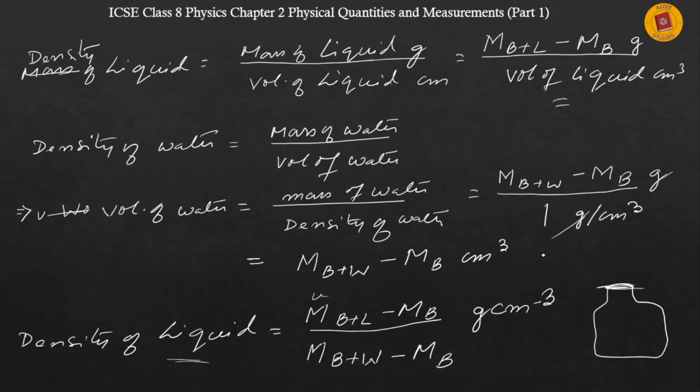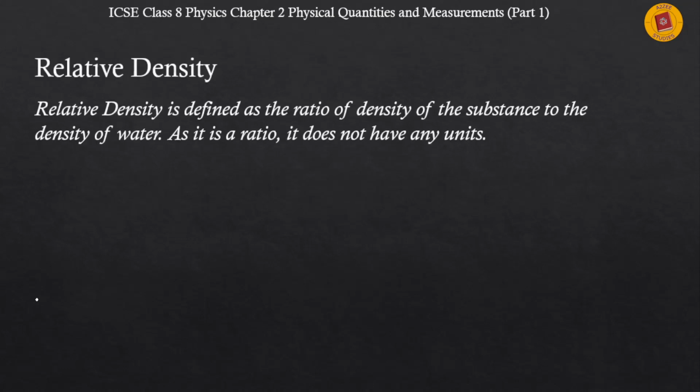Okay, so let's move on to the next slide. Now let's come to relative density. Relative density is defined as the ratio of density of the substance to the density of water. As it is a ratio, it does not have any units.